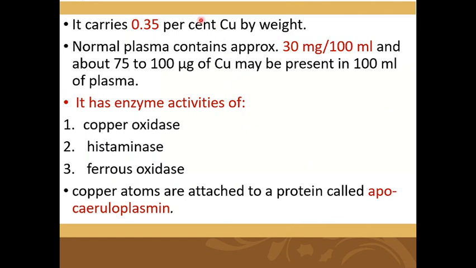It carries 0.35% copper by weight, and the normal plasma concentration is approximately 30 milligrams per 100 ml of plasma, and about 75 to 100 micrograms of copper may be present in 100 ml of plasma. It has activities of copper oxidase, histaminase, and ferrous oxidase.